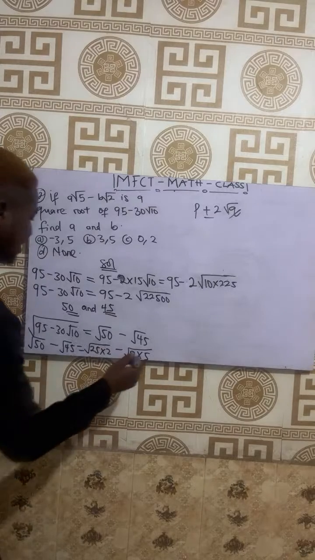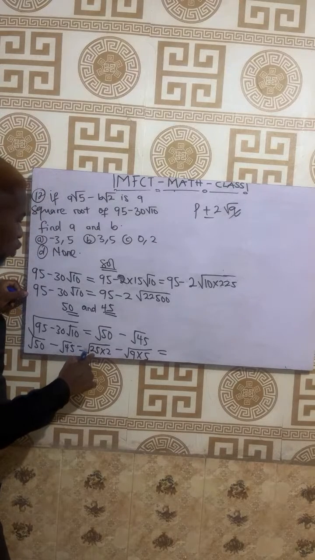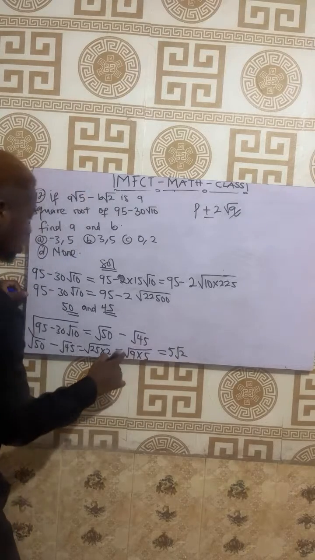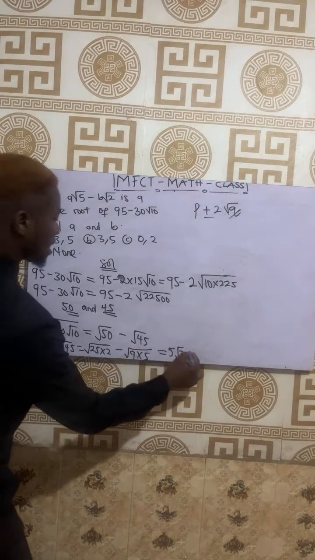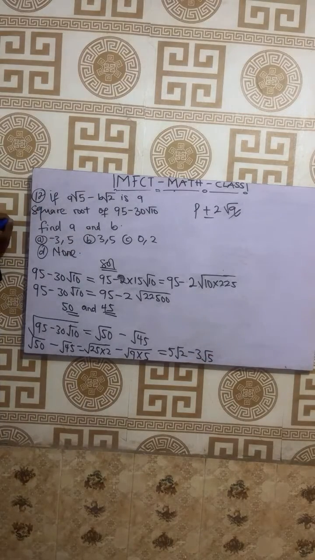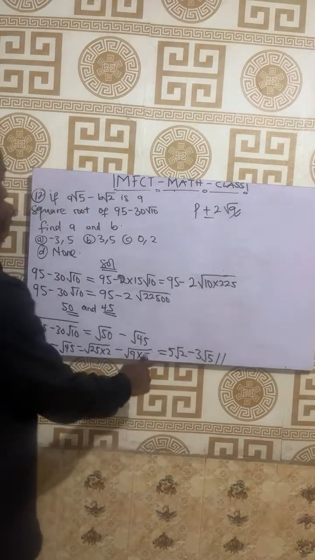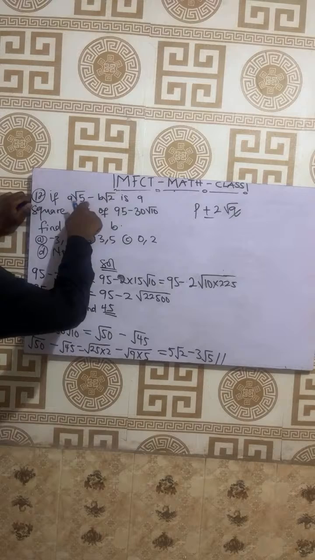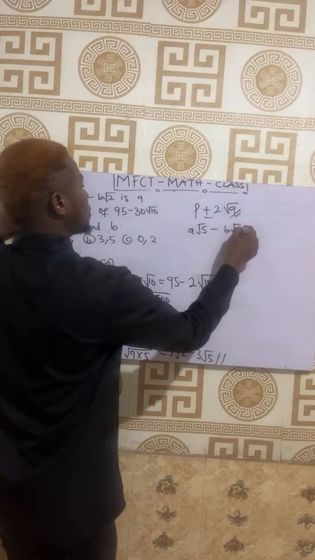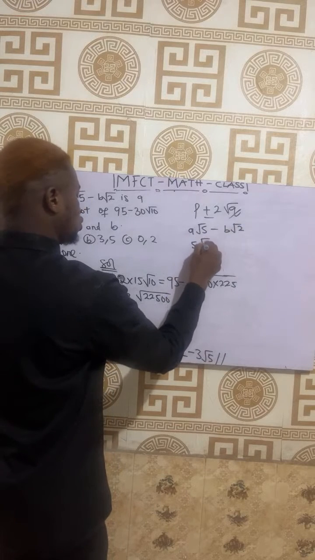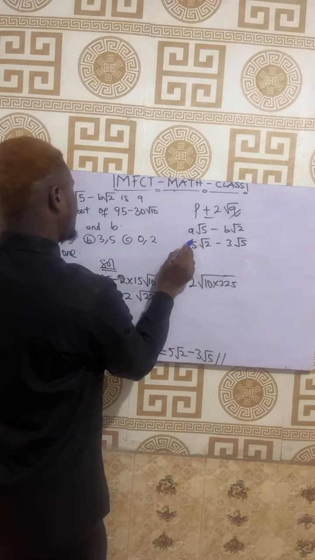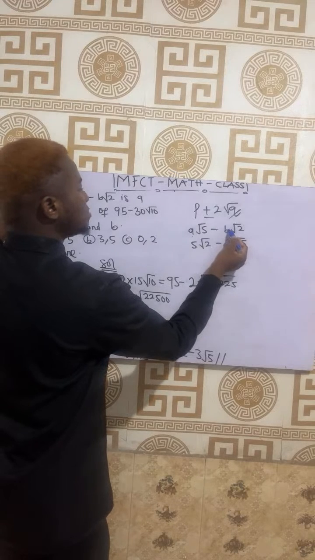So guys, this can then be square root of 25, that is 5, this can be 5 root 2. Square root of 9, that is 3. That is minus 3 root 5. So guys, this is the final answer. I will just compare this answer I got with this in the question. You know, in the question we have a root 5 minus b root 2. And we also have 5 root 2 minus 3 root 5. So this means my a is 5. My a is 5. And my minus b is equals to minus 3.